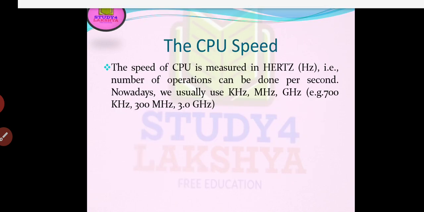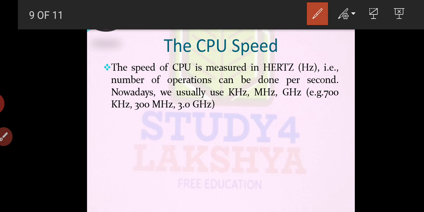Then CPU speed. We say the CPU is very fast and does all this work, so there should be a speed measure. Just as we say a computer is very fast, or a supercomputer, the computer's rating depends on how fast it works. Time is the most valuable thing in this world, so we need speed. The speed of the CPU is measured in hertz.